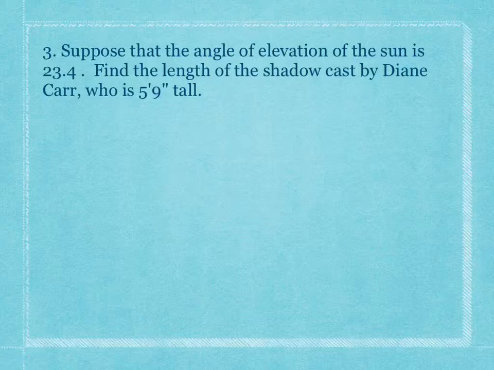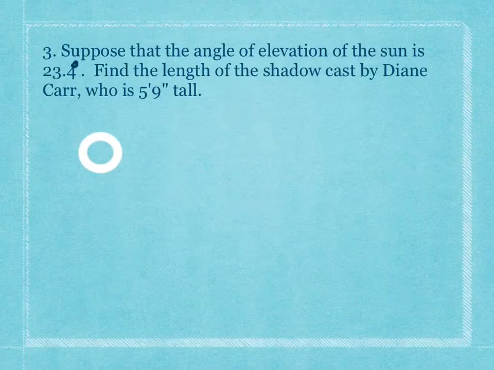All right, so suppose that we have an angle of elevation of the sun, and that should have a degree on it. Let me put a degree there. Is 23.4 degrees. Okay, so we've got the sun, and here it is up here. That's my sun. I know it's the wrong color.